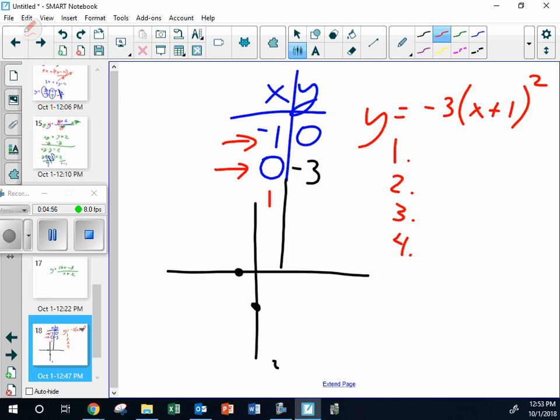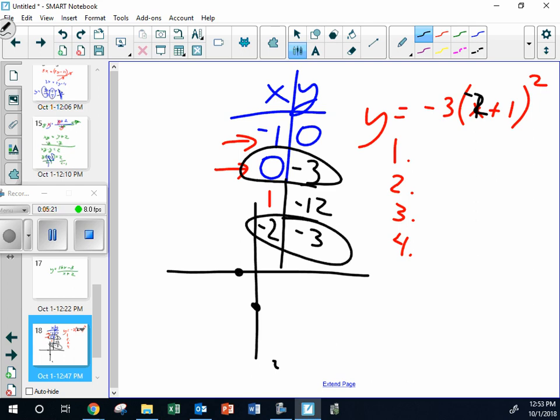If I put in 1, I get 2 squared is 4. Negative 12. That got pretty big pretty quick. How about negative 2? If I put in negative 2, negative 3. Ooh, that was a good one. You know why? Because these are like mirror points of each other.